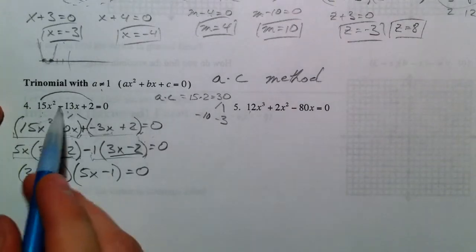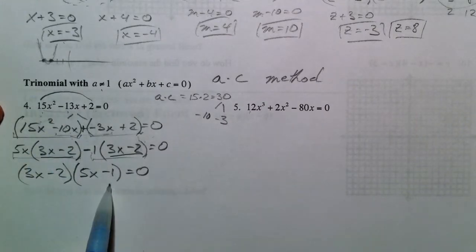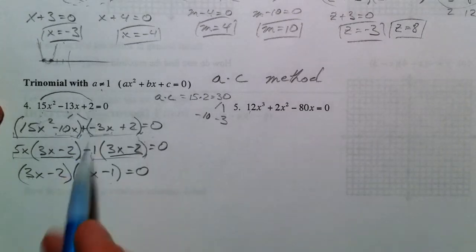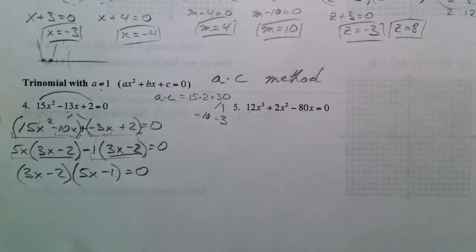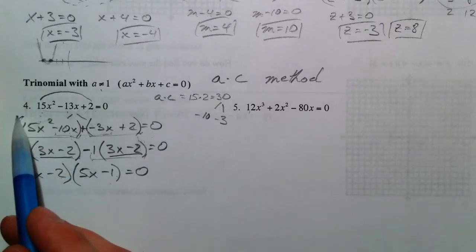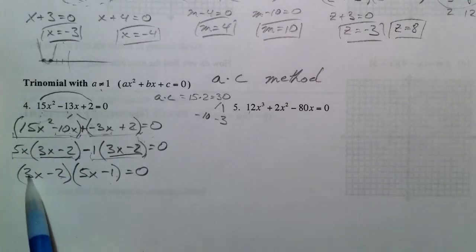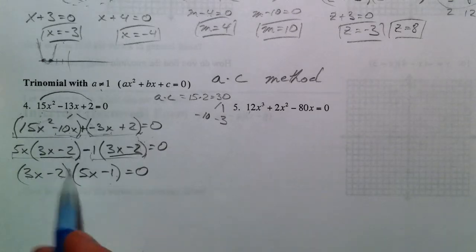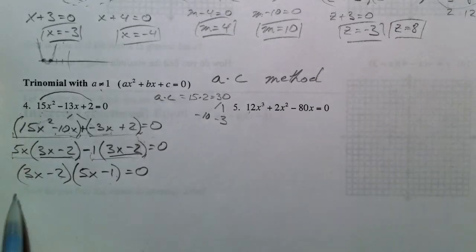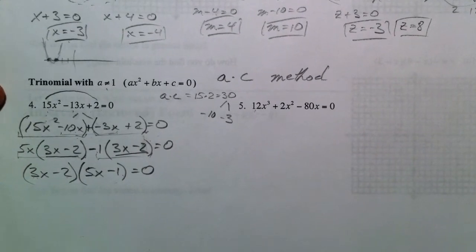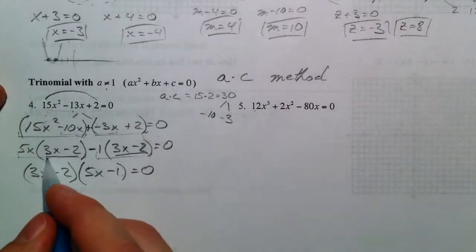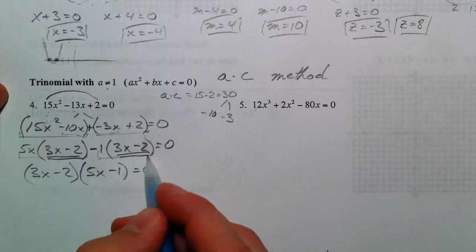Some of you could have gone from this straight to this and just played around, well, is it 3 and 5 or is it 1 and 15? And with the 2, is it 2 and 1 or is it 1 and 2? You're perfectly fine with playing around, and I'm perfectly fine if you bypass these steps and get to here. But some of you don't enjoy the puzzle. Some of you like to have a method to do it every single time. The key is to let these match up.